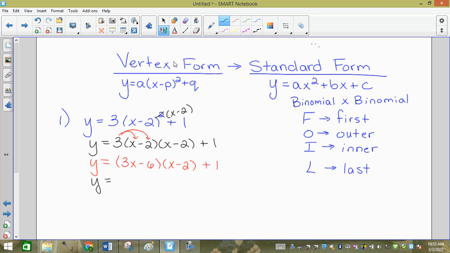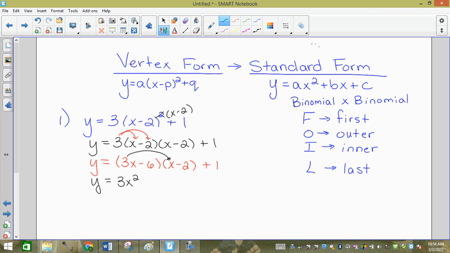Okay, so first times first. This is the first one, and this is the first one. We multiply them. What's 3x times x? 3x squared. The moment that you FOIL, the brackets go away. And what do we want in the end? We want something that's vertex form to something without brackets. We agree? So after we FOILed, we're almost there.